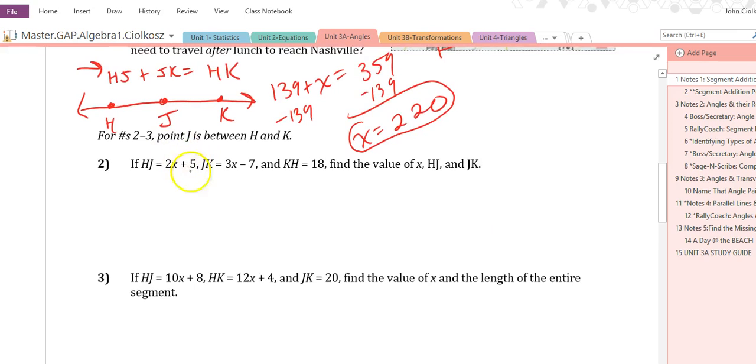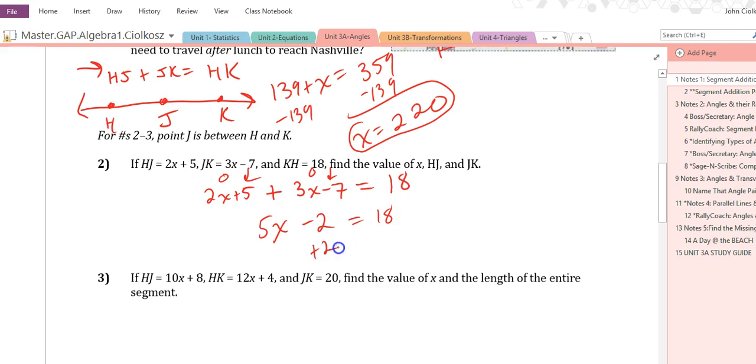Okay, HJ is 2x plus 5, so I have 2x plus 5 plus JK, that's 3x minus 7. And it's saying KH or HK. They mean the same thing. It doesn't matter. As long as you have the same two letters, order does not matter. Is equal to 18. So let's combine over here and solve.